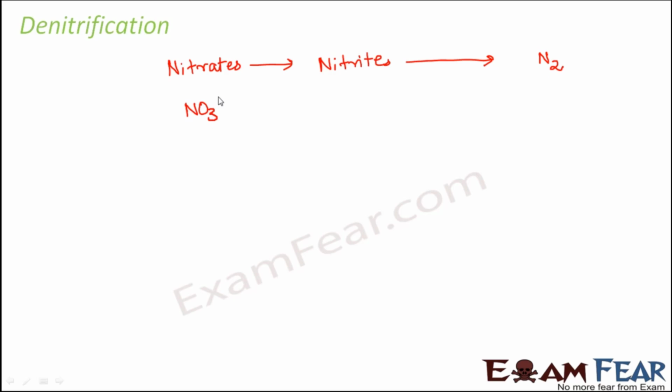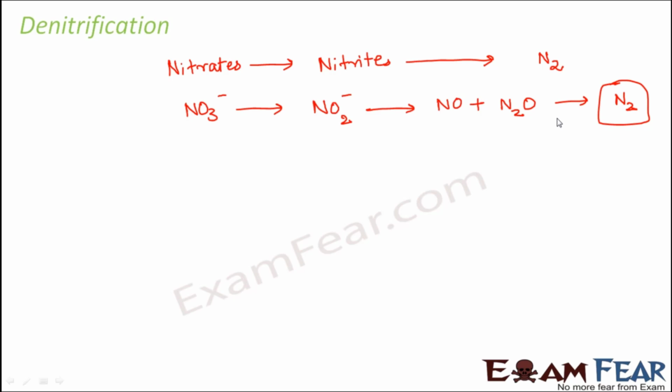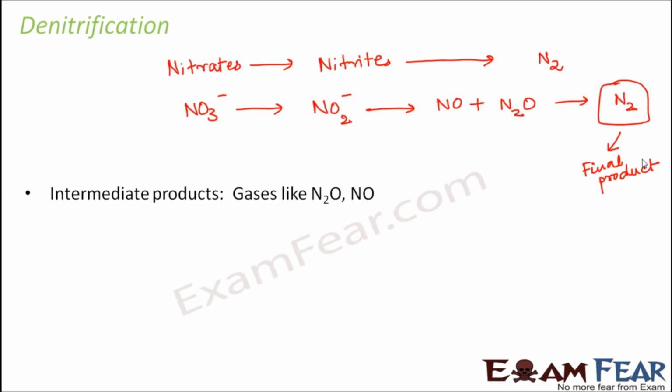Nitrates, NO3-, get converted to nitrites, which is NO2-, and this NO2- then gives oxides of nitrogen, and from this atmospheric nitrogen can be released to the atmosphere. So denitrification is just the opposite process of nitrification. It is the process by which nitrates can be converted back into atmospheric nitrogen. However, in this process there are certain intermediate products. Even though nitrogen is your final product, the atmospheric nitrogen, there are certain intermediate products which are formed here.